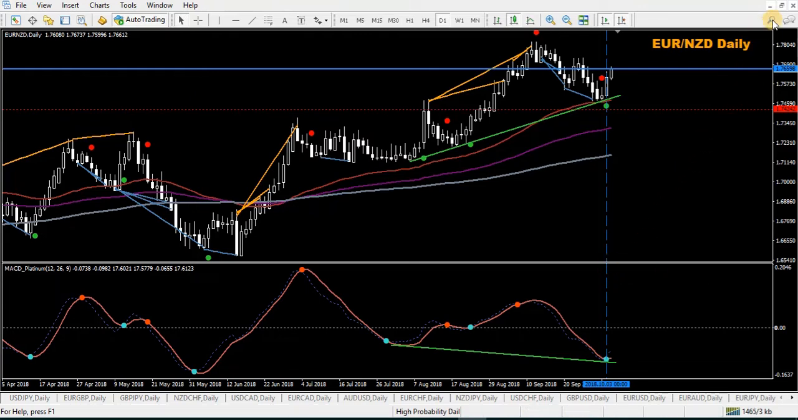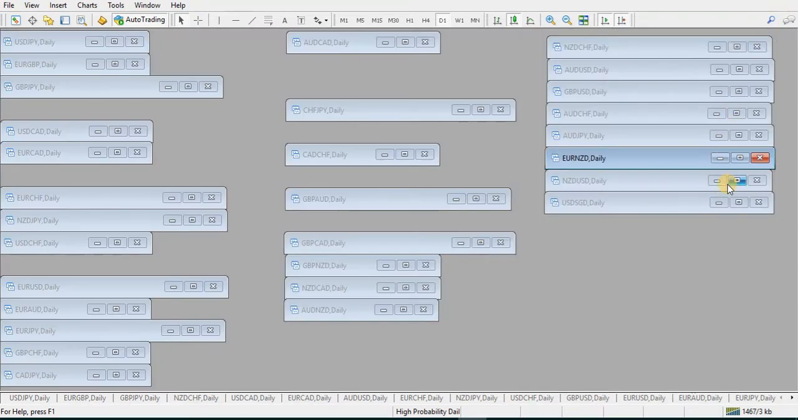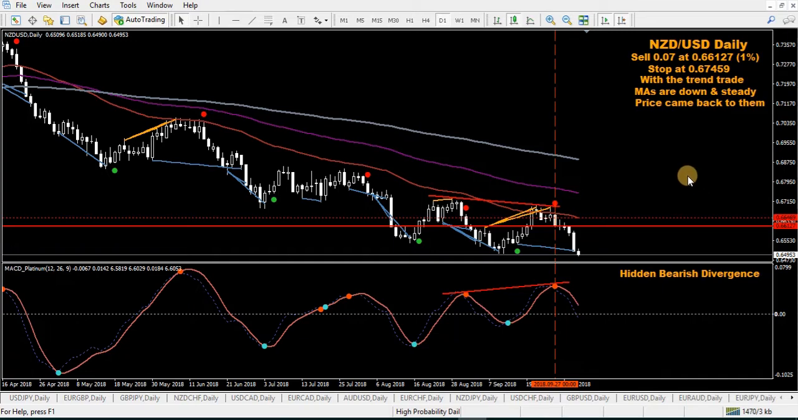So that's the Euro New Zealand, new buy trade. New Zealand USD, very similar to the Aussie. We're at a previous low. We've got bullish JAGfx RD, the MACD, the blue dotted line is at the 0 level now. NFP coming up, reducing risk.